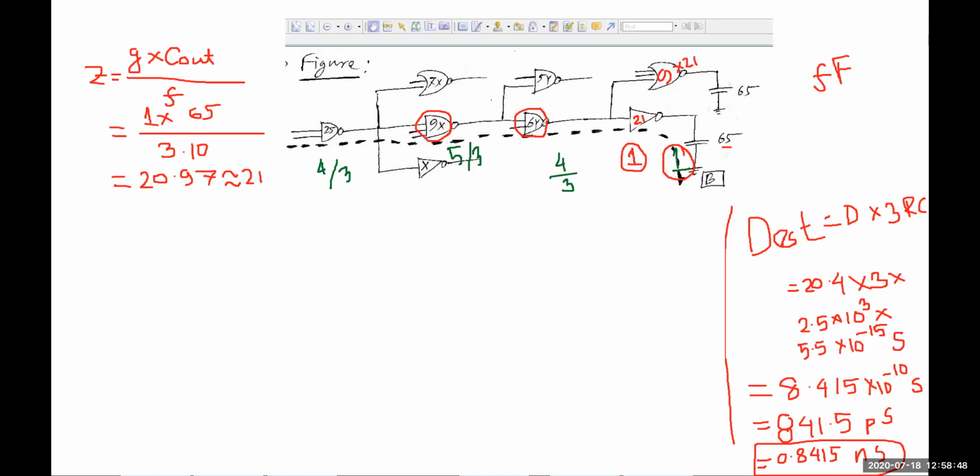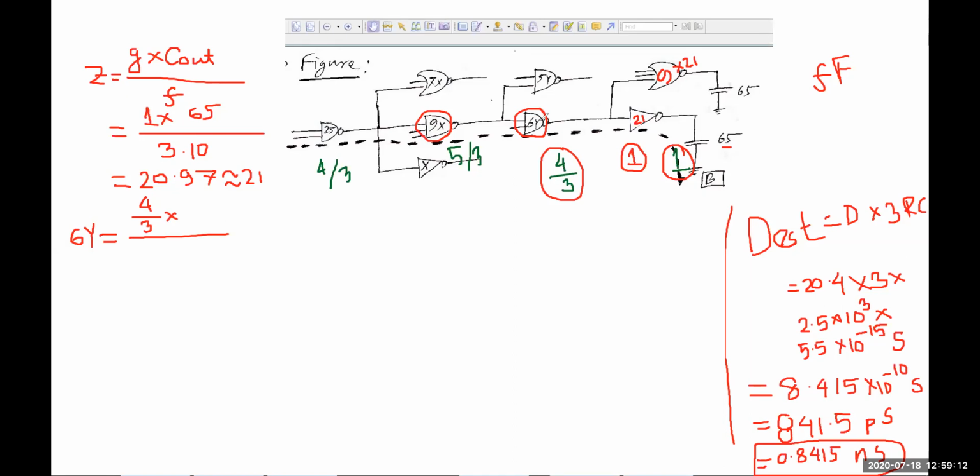Now comes the value for 6y. So let's write whatever you have inside. 6y is equal to, again, the same formula, G into C out divided by F. Now, what is the G for this one? 4 by 3. So I'm going to write 4 by 3.